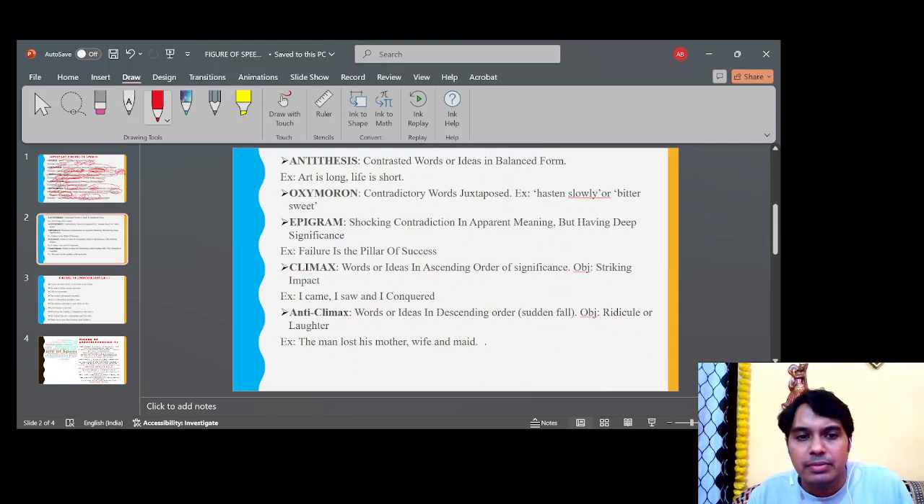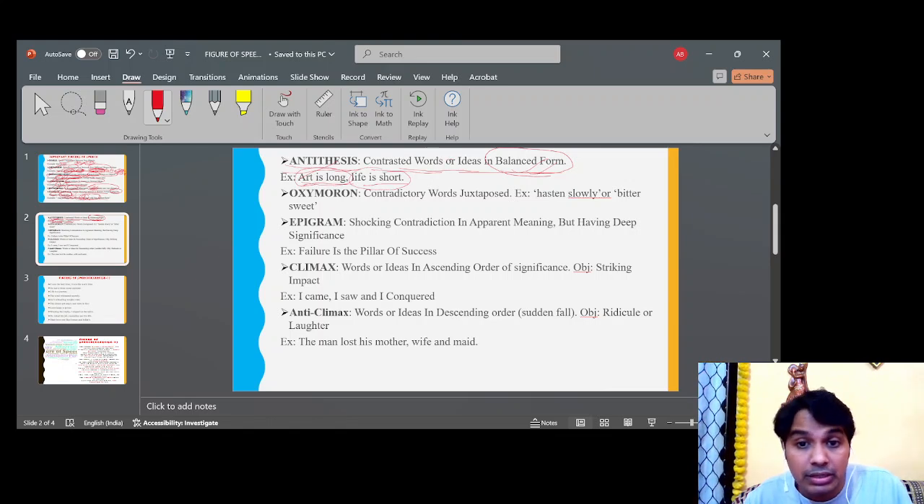Here is the next example we have, that is antithesis. What is antithesis? We all know it is contrasted words or ideas in balanced form. Keep this in mind, it has to be noted here, it is in balanced form. Here is an example: Art is long, life is short. In the example you can see art is long and life is short.